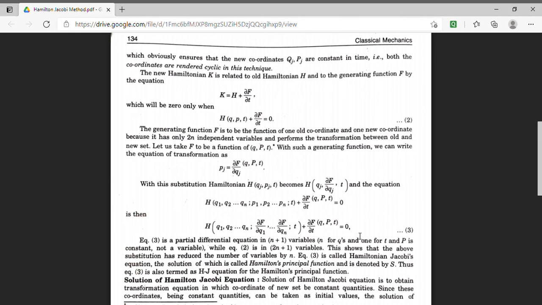In our next lecture, we will derive the solution of this HJ equation, that means the Hamilton-Jacobi equation.